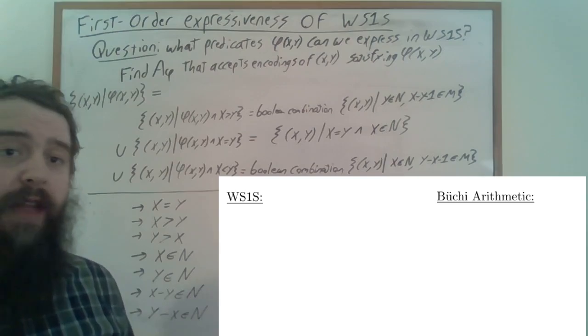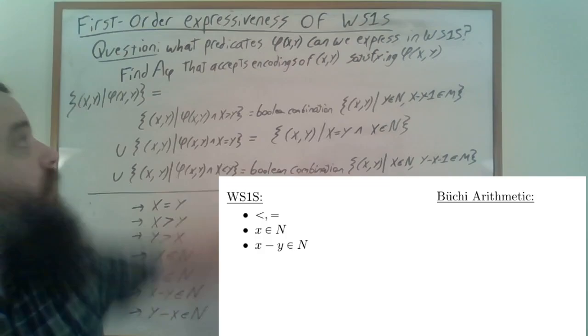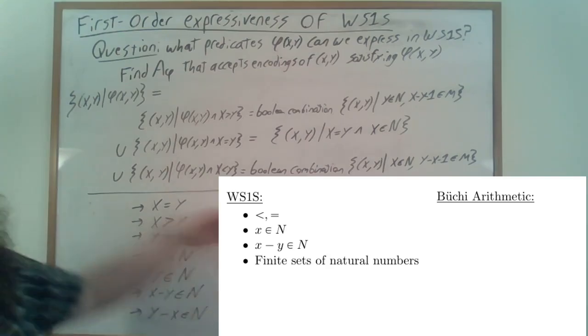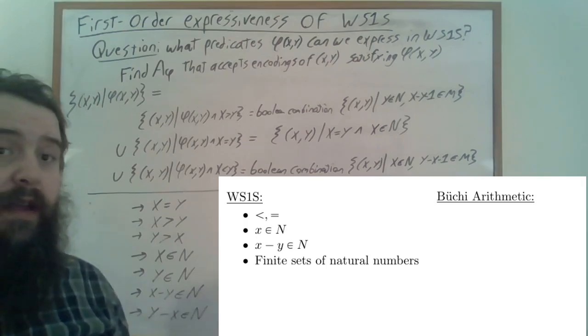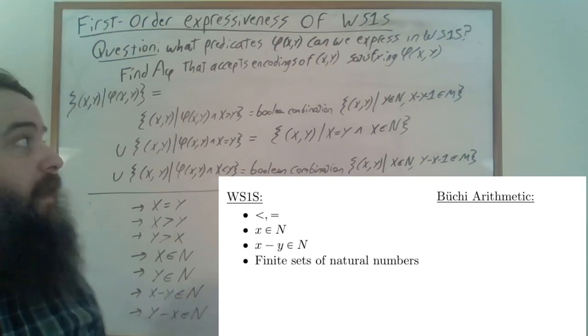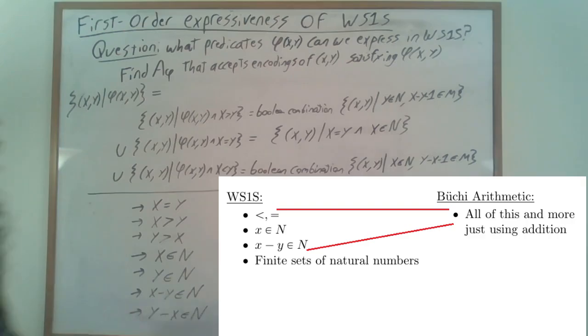It's actually worth taking a moment to compare this to the Büchi arithmetic case. Weak S1S actually can't say that much about natural numbers, but it makes up for it in being able to talk about finite sets of natural numbers as well. Büchi arithmetic can talk exclusively about natural numbers, but it can actually say more. It's very easy to talk about these sorts of things, and of course this is a logic, so we can talk about Boolean combinations of these sorts of things in Büchi arithmetic.